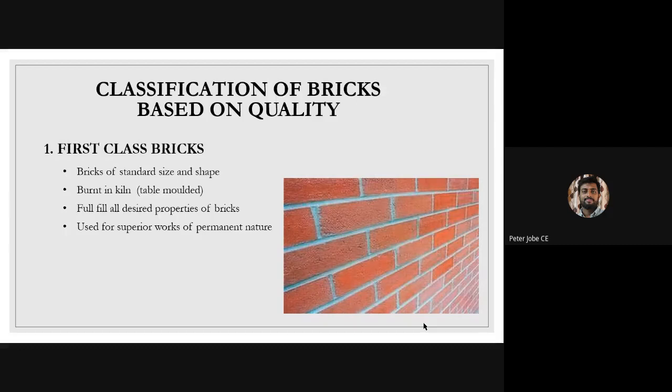So they will mix it. The clay will be mixed with water, and it will be placed in the mold, and it will be table molded. That means a strict supervision will be done during the molding process. And once it is molded and set, we will take it to the kiln and burn it, so that it will acquire the required strength. So this is known as first class bricks.